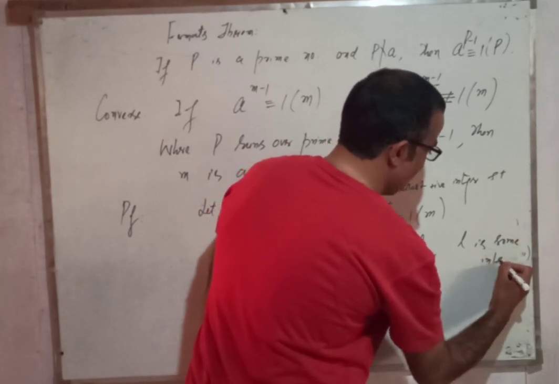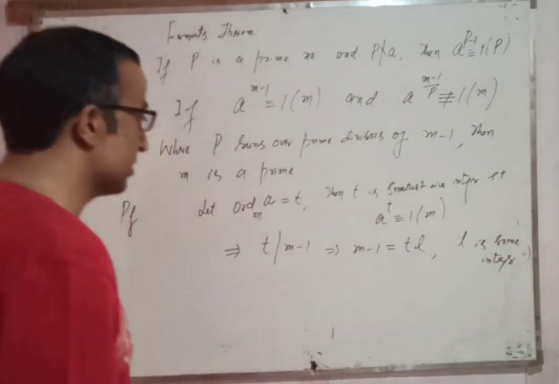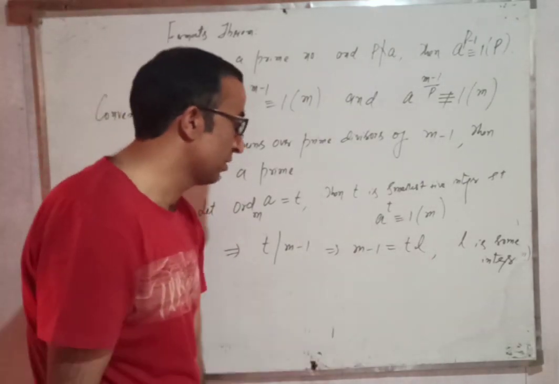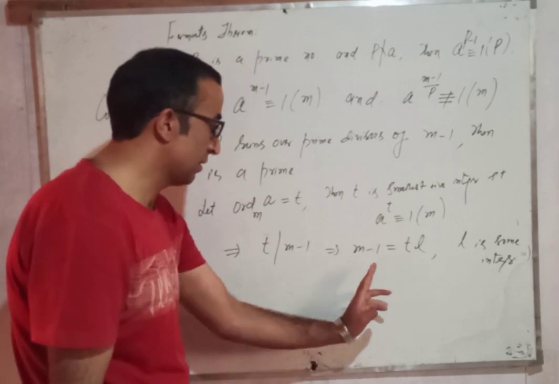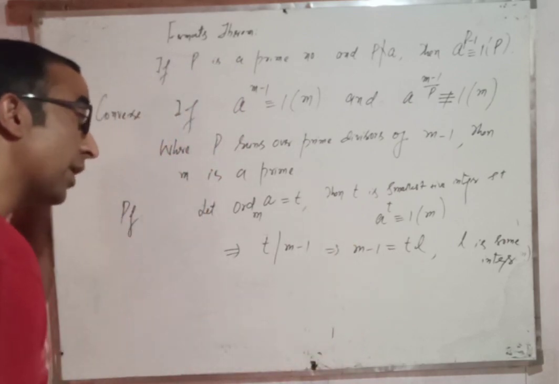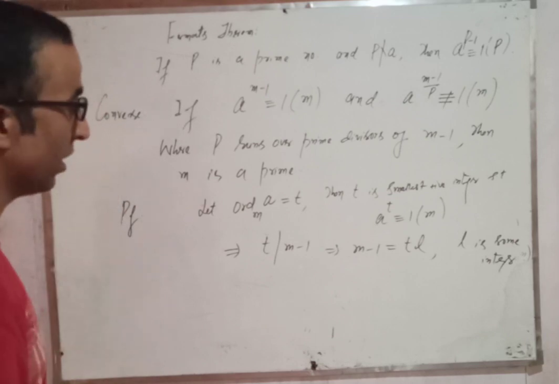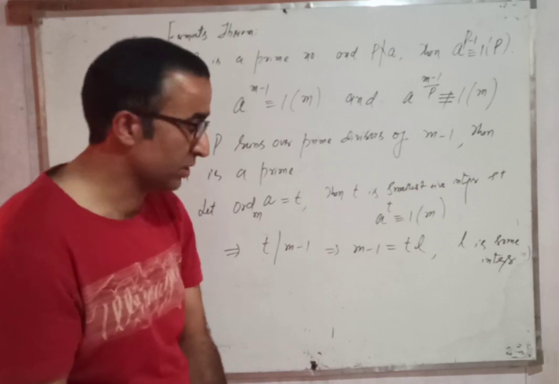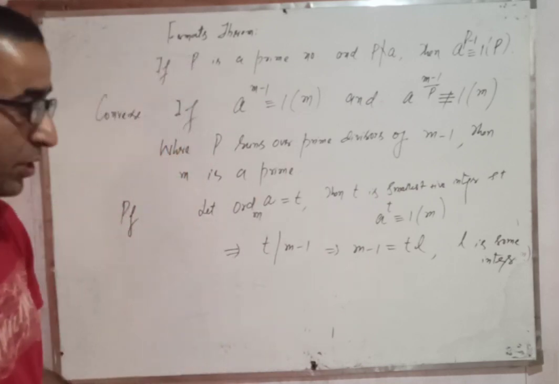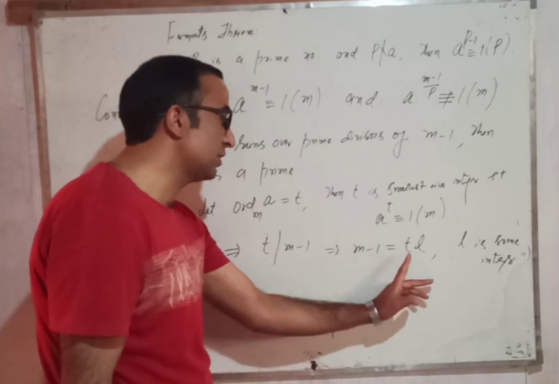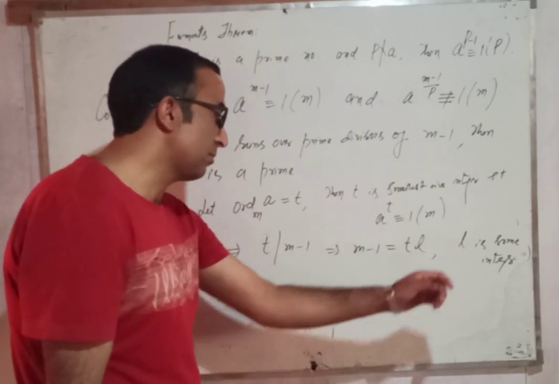I will show this l is actually 1. If I show this l is 1, then I will get order of a modulo m is exactly m minus 1. And we will use Fermat's theorem, this Euler's theorem, to get the result. M minus 1 is equal to t times l, where l is some integer.